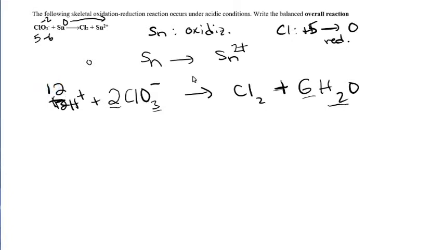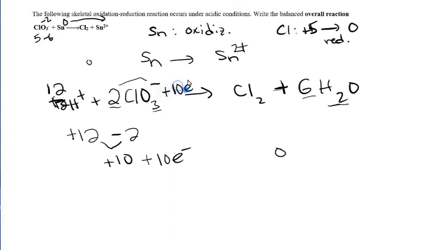Okay, so now that we finished that, we're going to look at the charges and see if they're balanced. So on the left side we have +12 and -2. Remember, because there's a 2 and then there's a negative, so that's going to be -2. So technically there's a charge of +10 on the left side. And on the right side there's a charge of neutral. Therefore we have to add in 10 electrons on the left side in order for this to balance, correct? So I'm going to go ahead and add in 10 electrons to the left side.